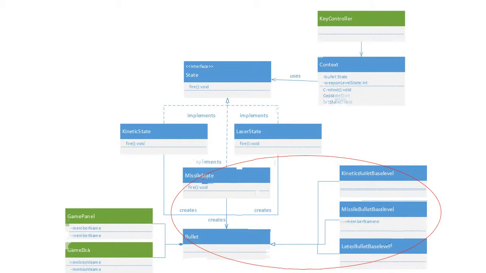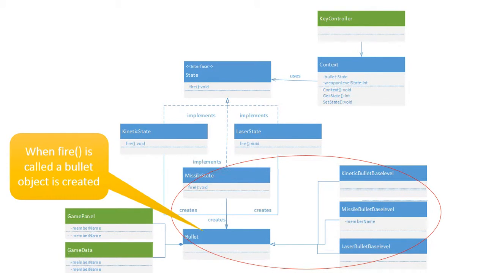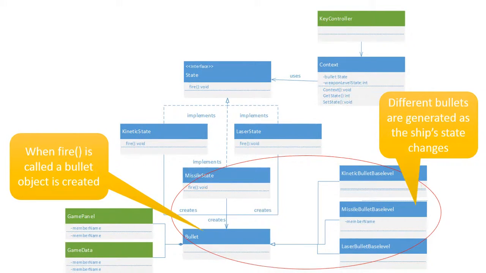Down here is where the bullet objects are actually being created. It's not necessarily part of the pattern. It's somewhat implemented as of now. When the fire method is called, a bullet object is created. And these 3 are children of bullet object. A specific bullet object is created based off of what the state of the ship is when it's fired.